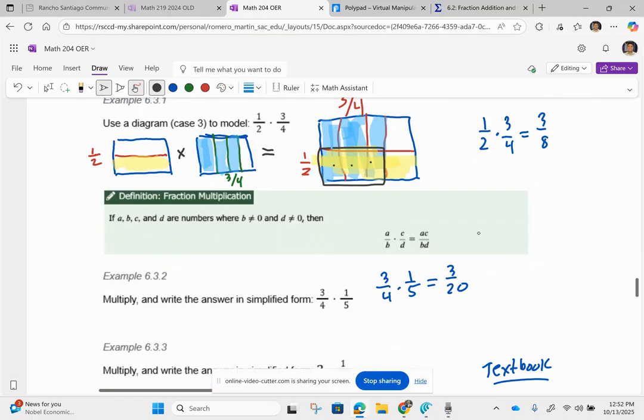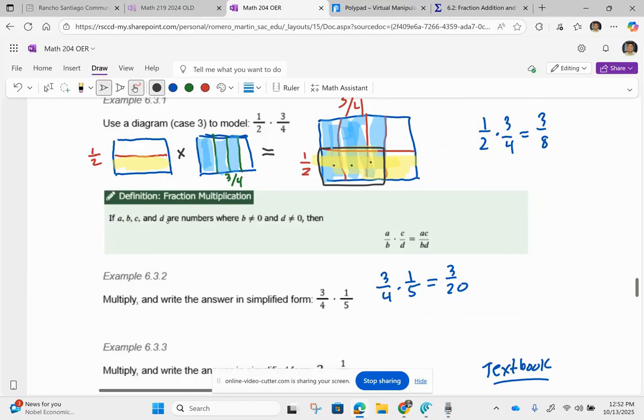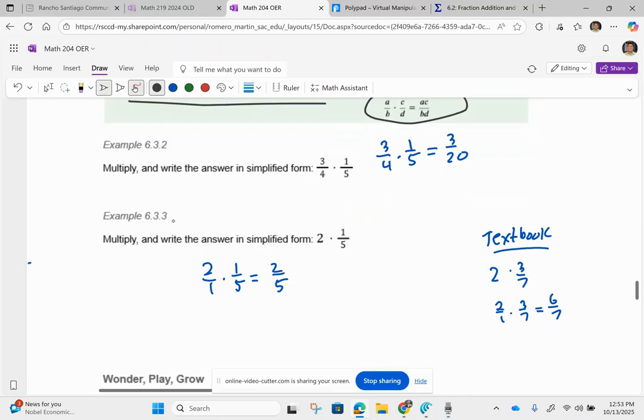So, okay, that makes sense, which then leads to, notice, 1/2 of 3/4 is just 3/8. You do top times top, bottom times bottom, and that becomes our definition for fraction multiplication. A over B times C over D is just AC over BD. So you can see in these examples, straightforward, 3/4 times 1/5 equals 3/20.